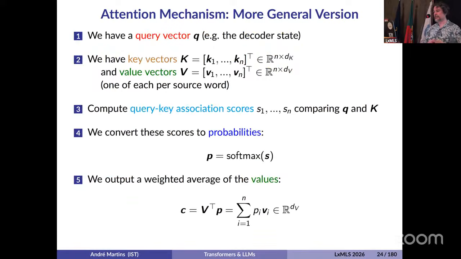Okay, so here's the full general version of what I've described so far. Now we are going to assume that we have a query vector Q. We are going to have key vectors and value vectors that don't need to be the same, K and V. We are going to compute query-key association scores, and then convert these scores to probabilities, and then we output a weighted average of the values. Okay, so this is a more general form of attention than the one that was used in Bahdanau.